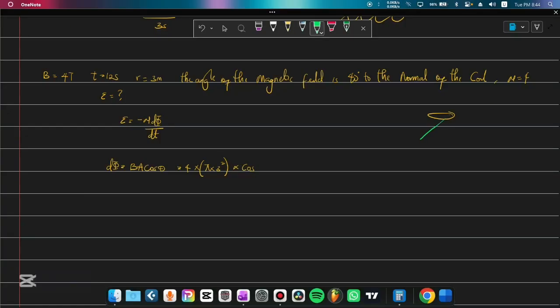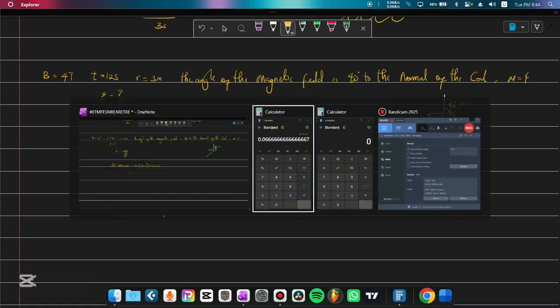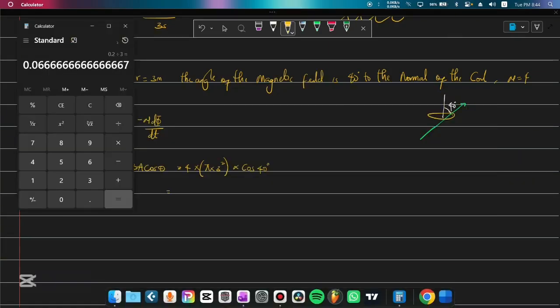Let's say this is the magnetic field. The angle is 40 degrees to, not the surface right now. They said to the normal. This is the normal to the coil. This angle is 40 degrees, which is our theta basically. So we're going to be having times the cosine of 40 degrees, which takes us to, let's put the entire thing in the calculator.